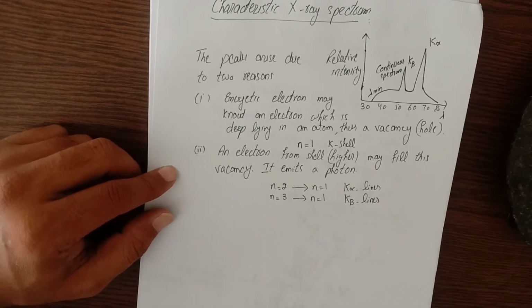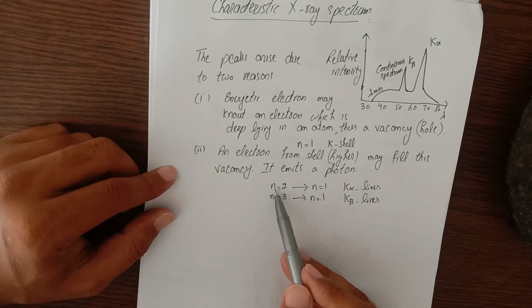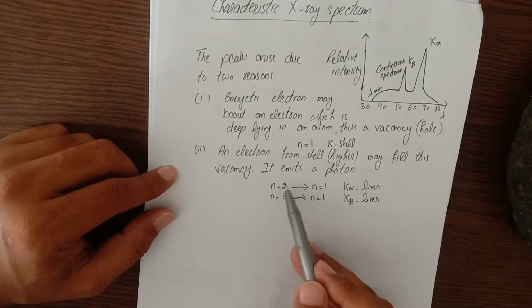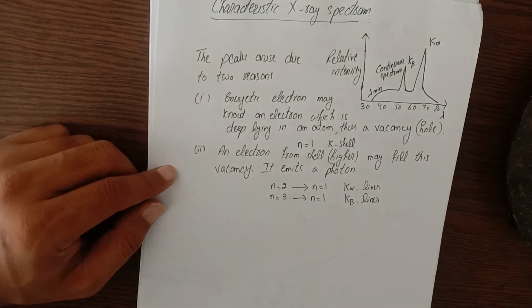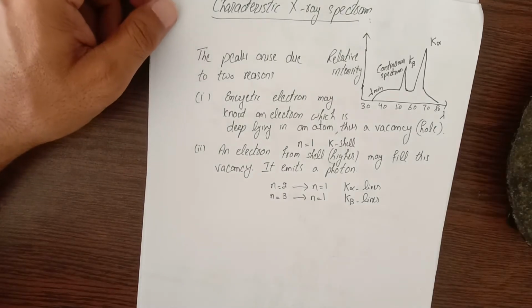So the hole which would be left in the second or third shell will be filled by an electron from still further out of the atom. Suppose an electron moves from the second to the first shell; a hole is created in the second shell, and an electron from the third or fourth shell may take this hole in the second shell, and this process continues, forming the characteristic X-ray spectrum.